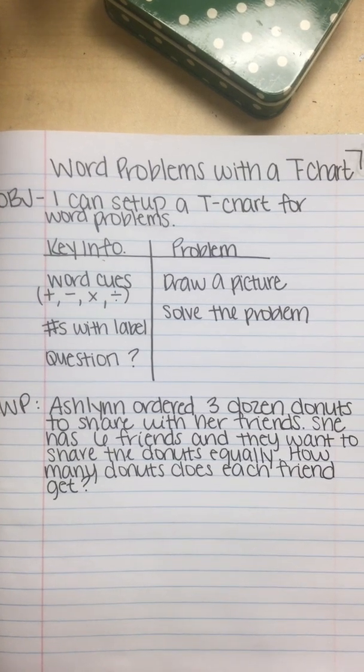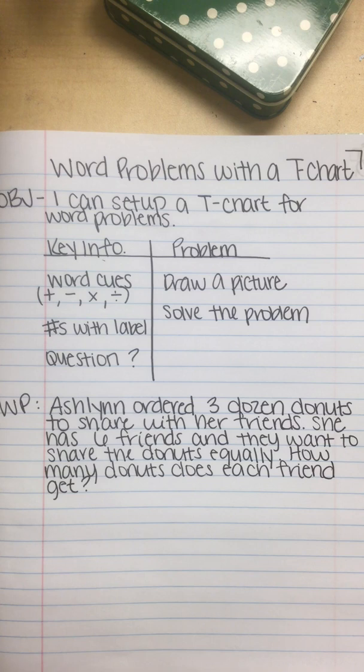Okay, so here is our word problem. Our word problem reads, Ashlyn ordered 3 dozen donuts to share with her friends. She has 6 friends and they want to share the donuts equally. How many donuts does each friend get?